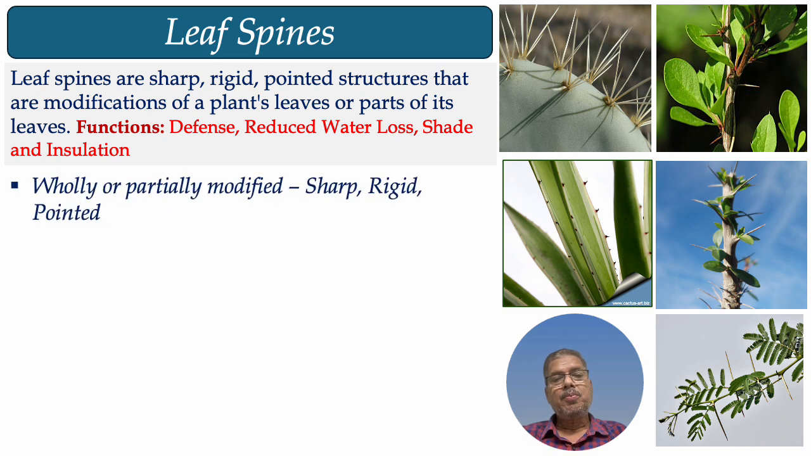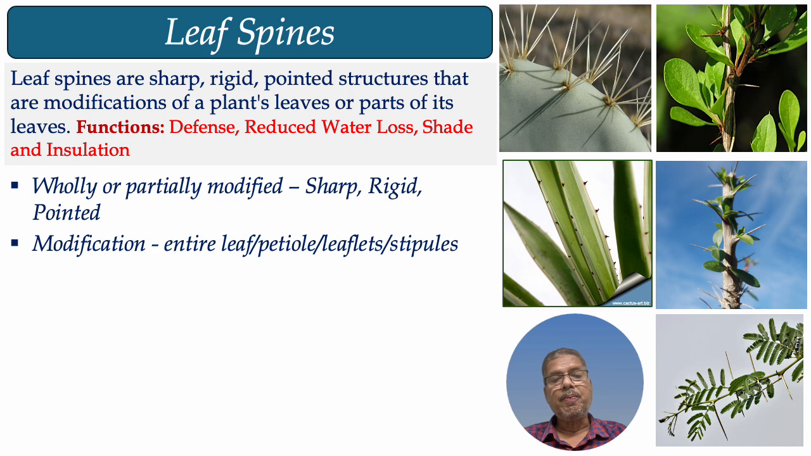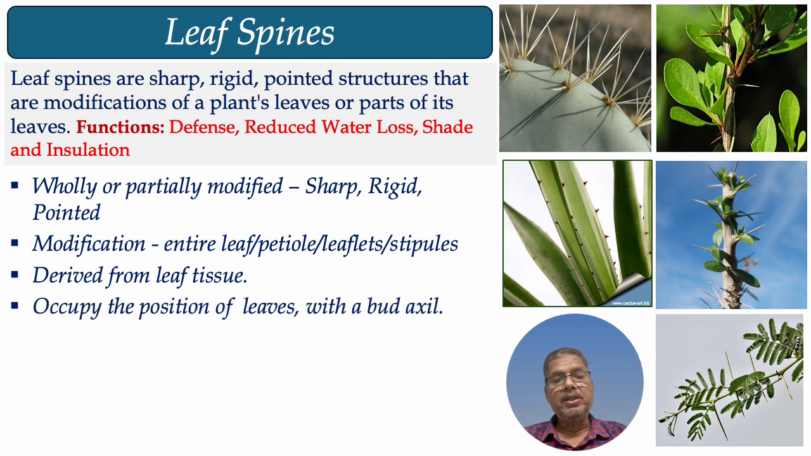The leaf spines are essentially the leaves that have been wholly or partially transformed into sharp defensive structures. This modification can involve the entire leaf, the petiole, leaflets, or the stipules. Unlike prickles, spines contain vascular bundles, that is xylem and phloem, as they are derived from the leaf tissue. Spines often occupy the same position as the leaves, sometimes with a bud in their axils.